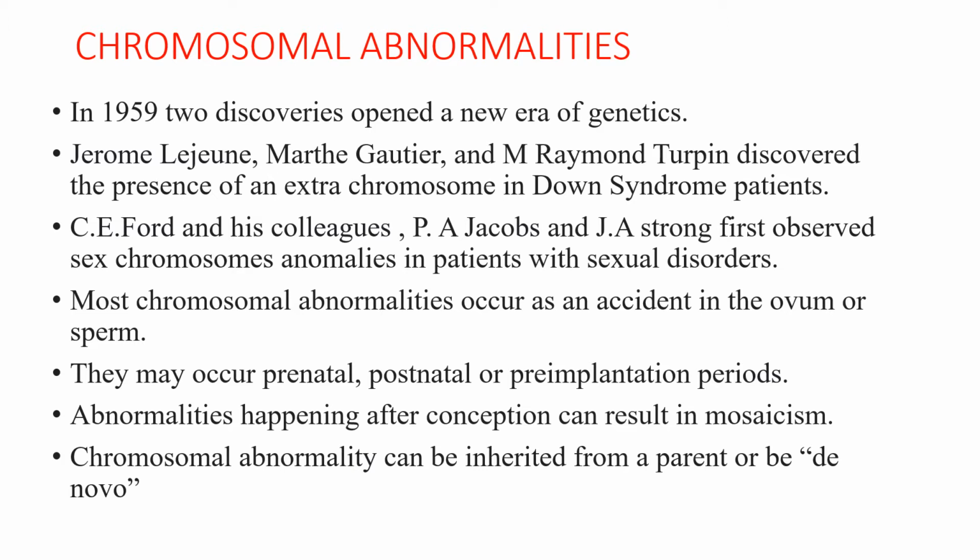Most chromosomal abnormalities occur as an accident in the ovum or sperm. They may occur in prenatal, postnatal or pre-implantation periods. Abnormalities happening after conception can result in mosaicism, where some of the cells have normal chromosome number and others have a different number of chromosomes. Chromosomal abnormality can be inherited from a parent or be de novo.